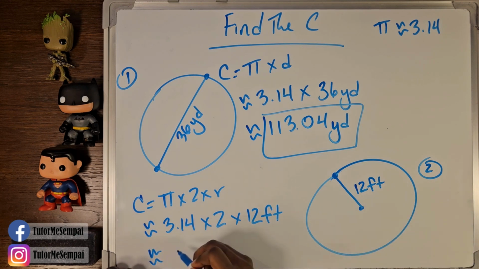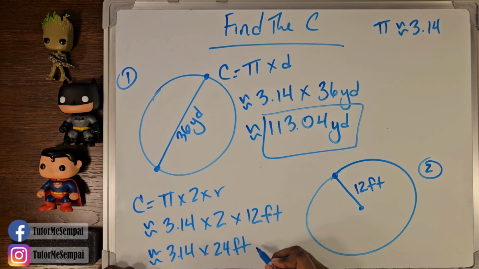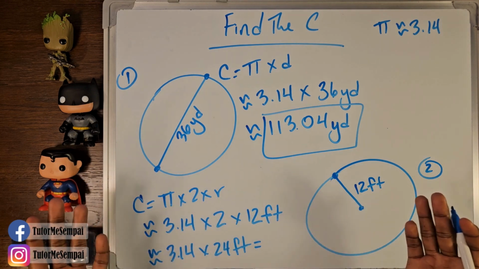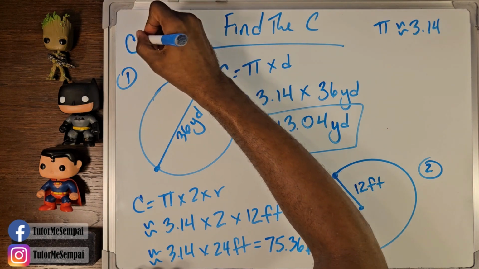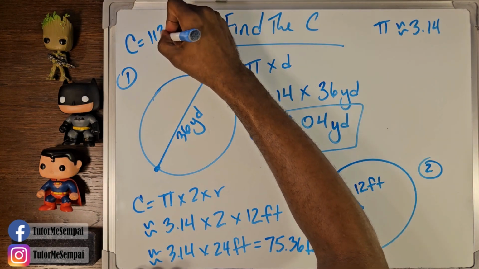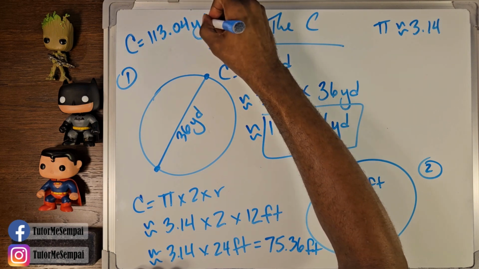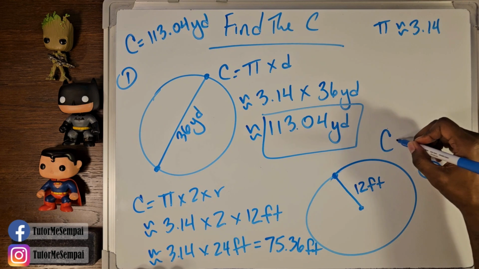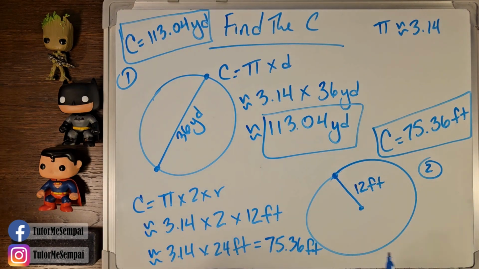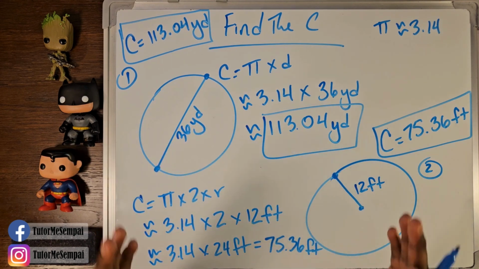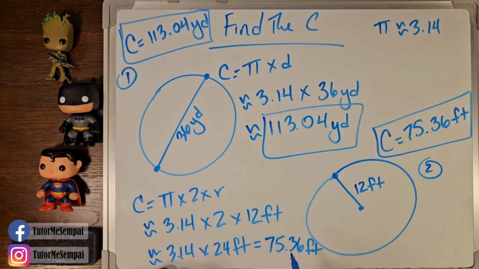Now, what's 2 times 12 feet? Well, this is going to be approximately 3.14 times 24 feet. And if you were to put that into your calculator or just do the math, you would get 75.36 feet. So for our number one, our circumference was 113.04 yards. And for our number two, our circumference is 75.36 feet. So it doesn't matter if you are given the diameter or your radius, you can use either one of them to find your circumference.